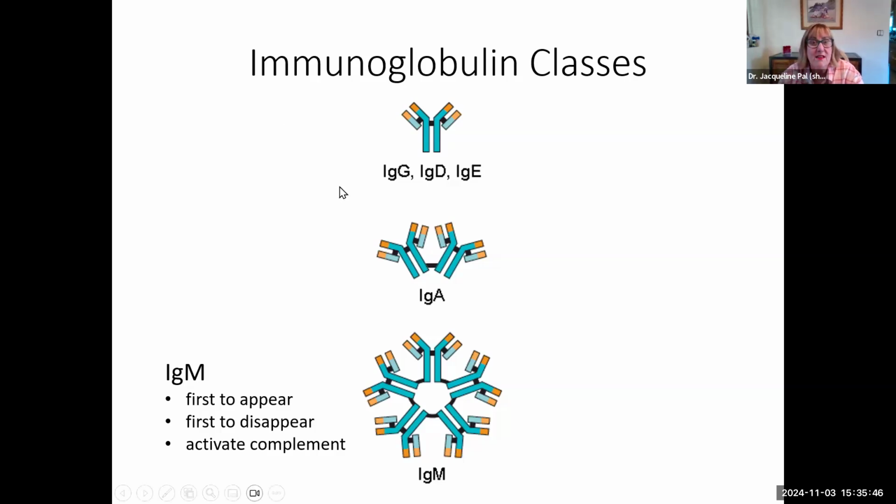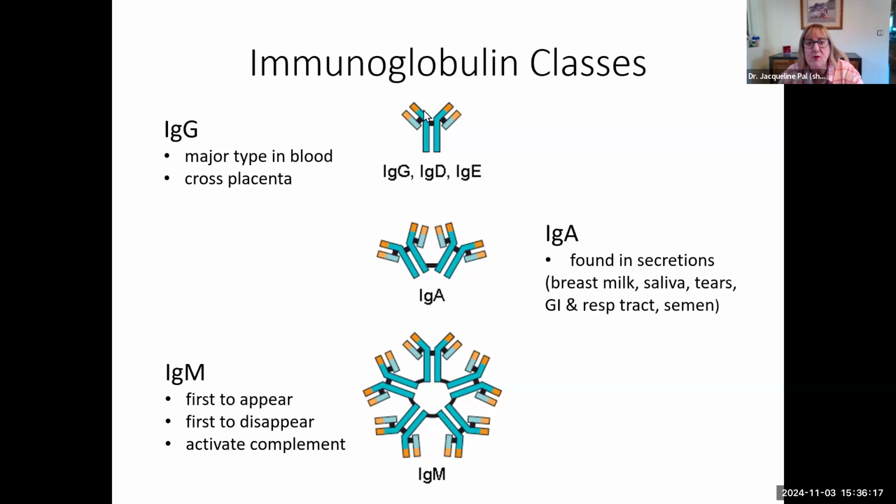Okay. Now, let's go up and look at IgG up here, because IgG, this simple monomer, is the major type that we're going to produce. We're going to have much more IgG than anything else. It's the major type in your blood. And the other good thing about IgG is if you are a pregnant mother, it can cross the placenta and will help protect your developing fetus.